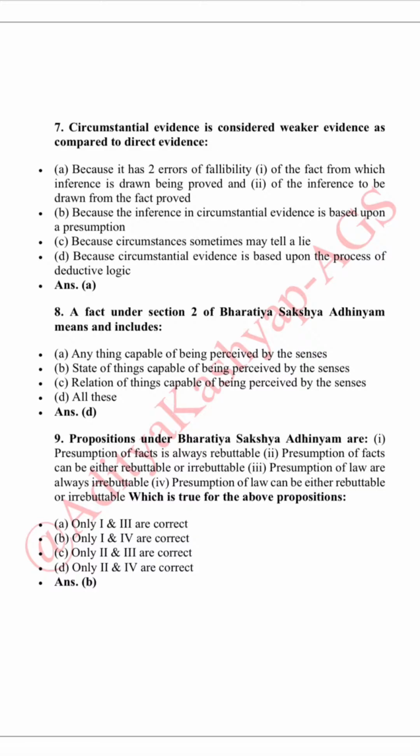ठीक है. थर्ड क्या कह रहा है? प्रिजम्पशन ऑफ लॉ आर ऑलवेज इररिबटेबल. तो थर्ड क्या है? थर्ड भी गलत है ना. नहीं, ऐसा कुछ नहीं है. ऑलवेज इररिबटेबल नहीं होता है. And presumption of law can be either rebuttable or irrebuttable. So the fourth is correct.